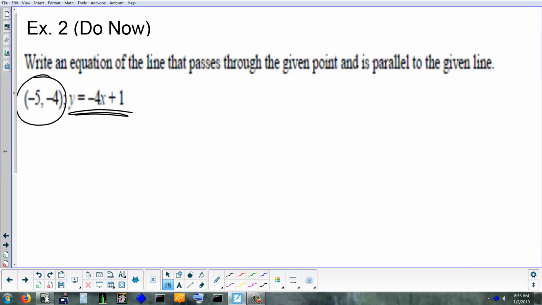Okay, so let's take a look. We're going to use point slope form. Can someone remind me, first thing you always write down in point slope form, doesn't matter what the numbers in the problem are. What is it? Yep, always start with y.